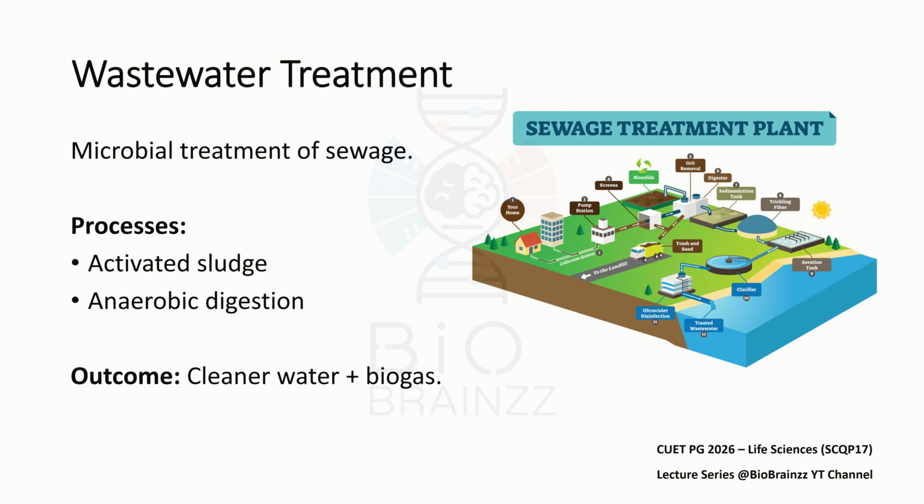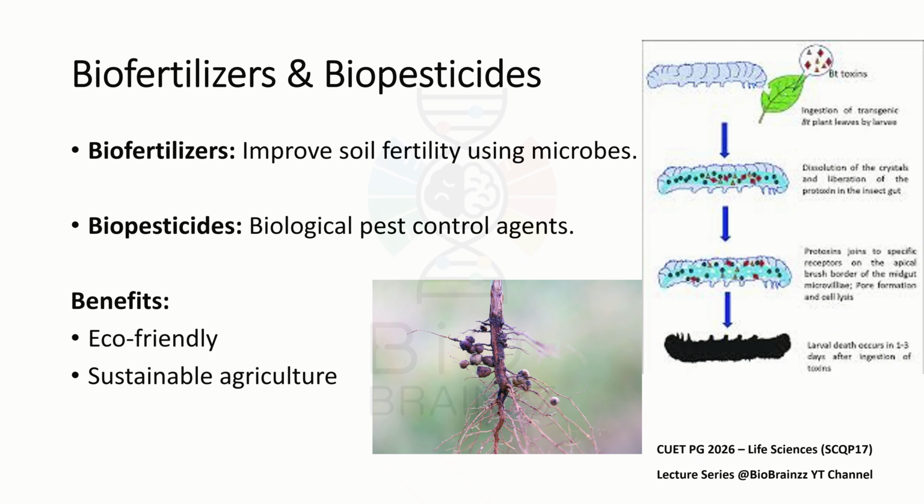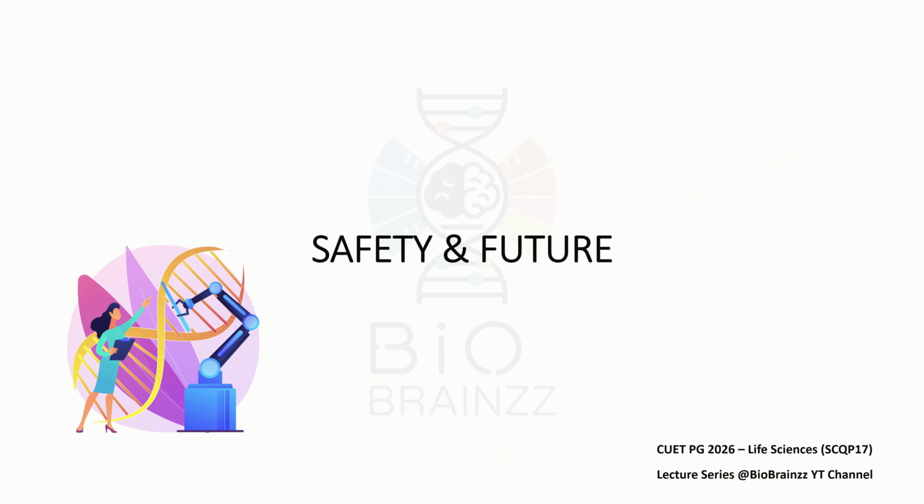Wastewater treatment relies on microbial metabolism to break down organic waste. Activated sludge and anaerobic digestion are major processes that produce cleaner water and biogas. Biofertilizers enhance soil fertility through beneficial microbes, while biopesticides control pests biologically. These approaches support sustainable agriculture.